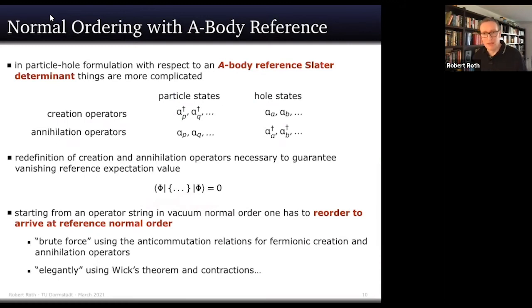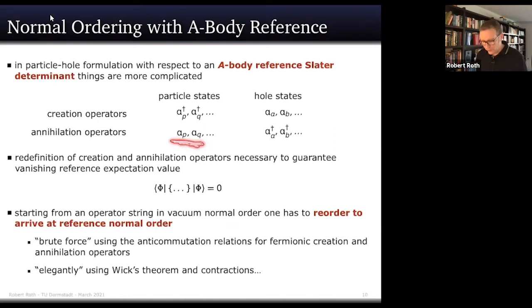If you want to do the same mechanism using the annihilation operators, for the particle states, these are the states which are not occupied in your reference determinant. That's okay, because they're not occupied. You try to annihilate them, and second quantization immediately gives you zero. So that works. These are the annihilation operators in the particle domain.